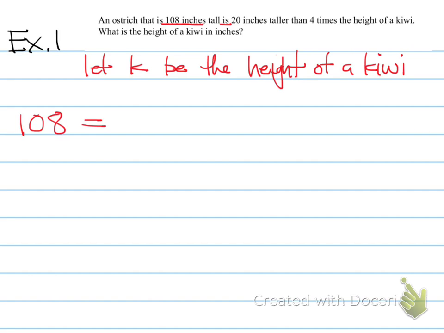The symbol for "is" is equals. And then it says 20 inches taller, so we're going to be adding 20 to something. So we put plus 20 on the right side. It's 20 inches taller than 4 times the height of the kiwi. The height of the kiwi is K, so we should have 4 times K.